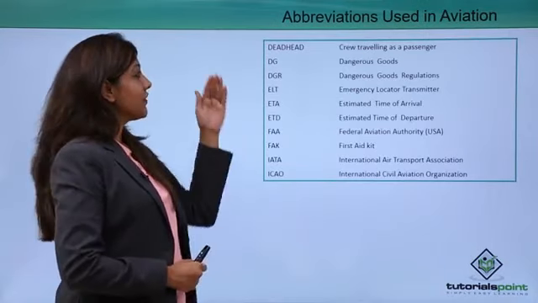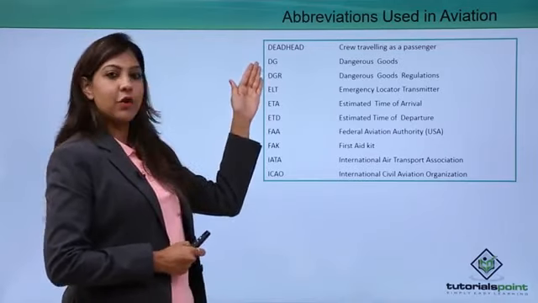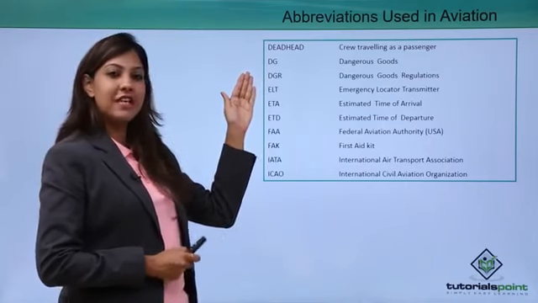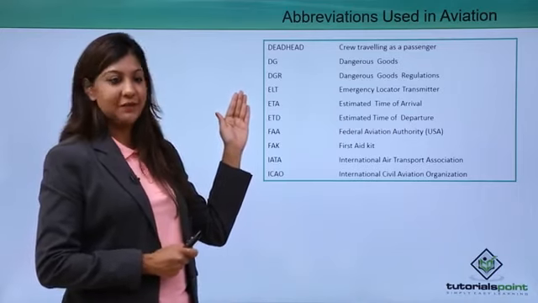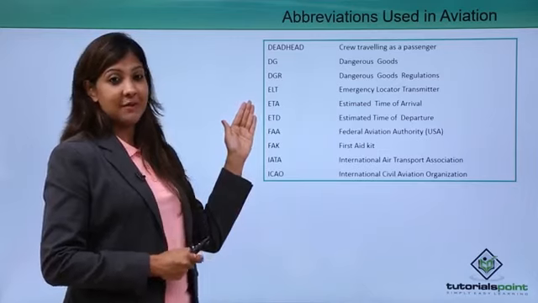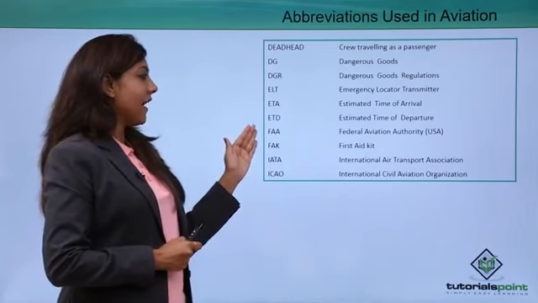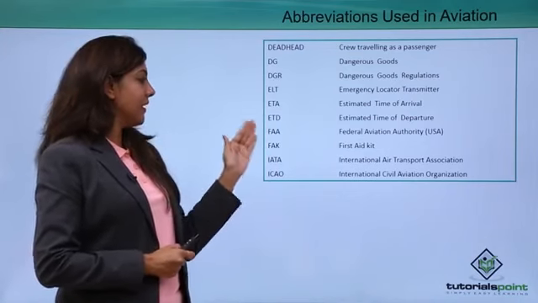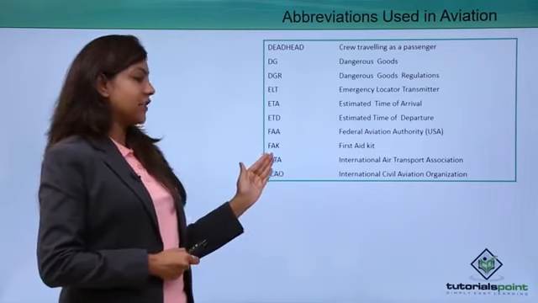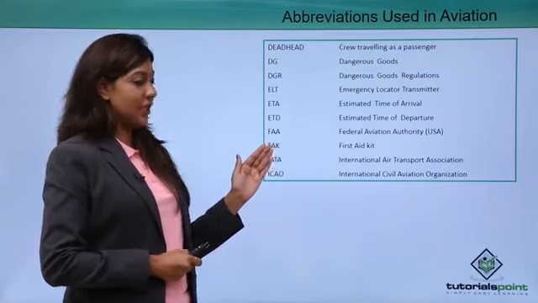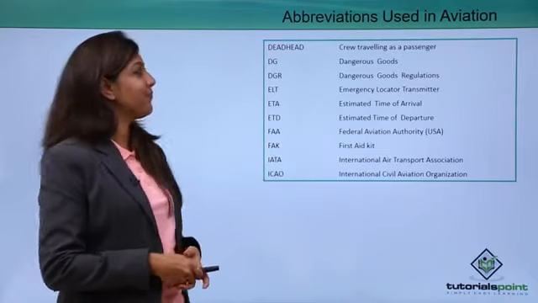Well, we have some more terminologies for you. Deadhead stands for crew which is traveling as a passenger. DG stands for dangerous goods. DGR stands for dangerous goods regulations. ELT stands for emergency locator transmitter. ETA stands for estimated time of arrival. ETD stands for estimated time of departure. FAA stands for Federal Aviation Authority. FAK stands for First Aid Kit. IATA stands for International Air Transport Association, and ICAO stands for International Civil Aviation Organization.